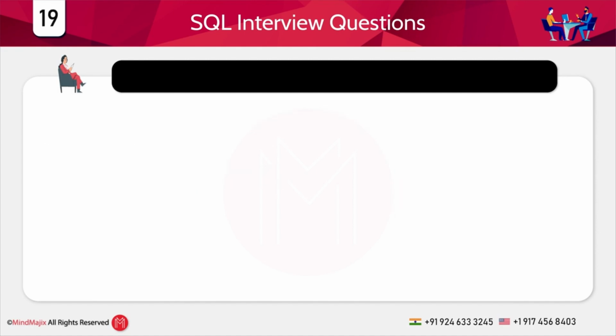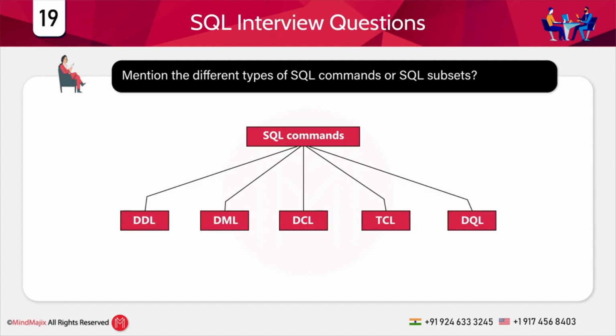The next question over here is, mention the different types of SQL commands or SQL subsets. As you can see on the screen, these are the various types of SQL commands. The first one is DDL, or the data definition language. The second one is DML, or the data manipulation language. The third one is DCL, which is the data control language. Next you have TCL, which is the transaction control language. And the last one is the data query language, or DQL. All of the statements or commands that you use in SQL fall in one of these categories.